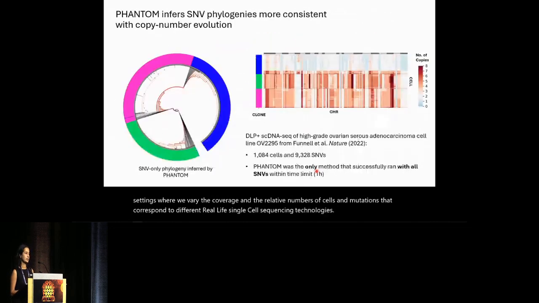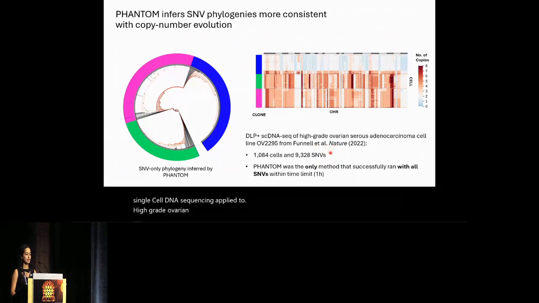But is this improvement in accuracy actually biologically important? To answer this question, we applied our method to a previously published dataset by Tyler Funnell and colleagues of single-cell DNA sequencing applied to a high-grade ovarian serous adenocarcinoma cell line comprising about 1,000 cells and 9,000 SNVs.